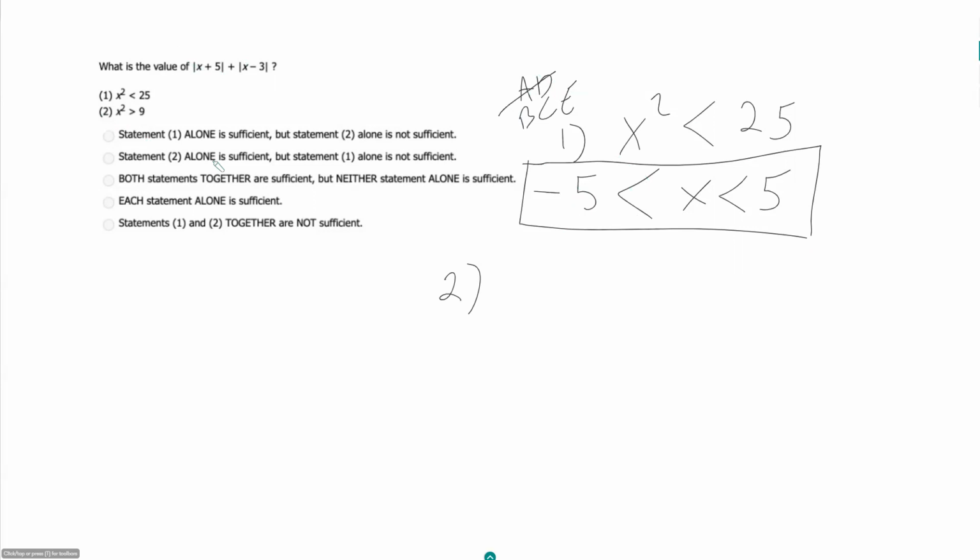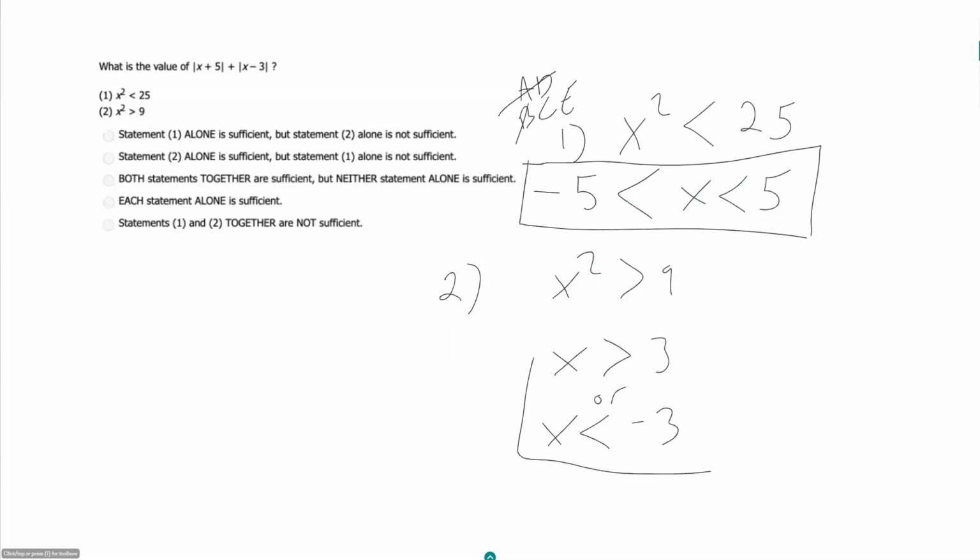Statement 2 says x squared is greater than 9. So what does this tell me about x? We're not going to have a between scenario like we have in the first statement. We're going to have a two-sided boundary. So x can either be greater than 3 or x can be less than -3. But just like the first statement, we still have infinite values for x. So that will be insufficient.